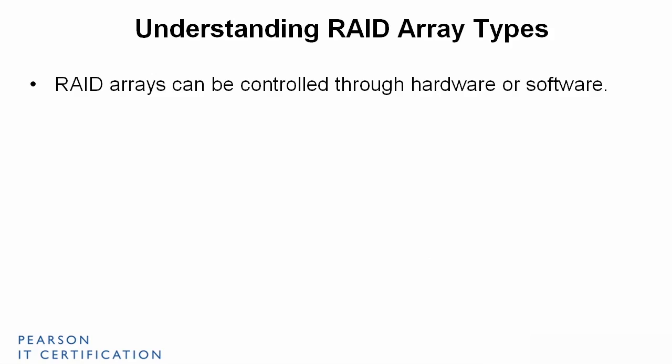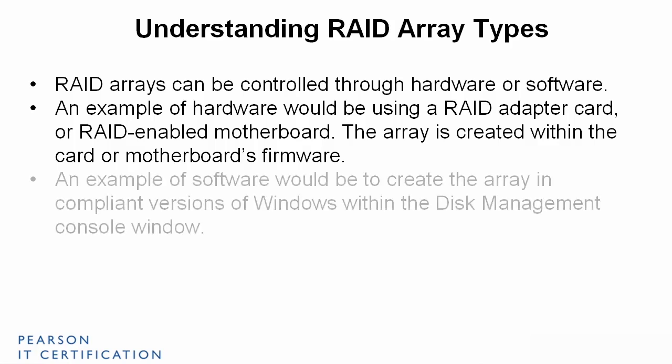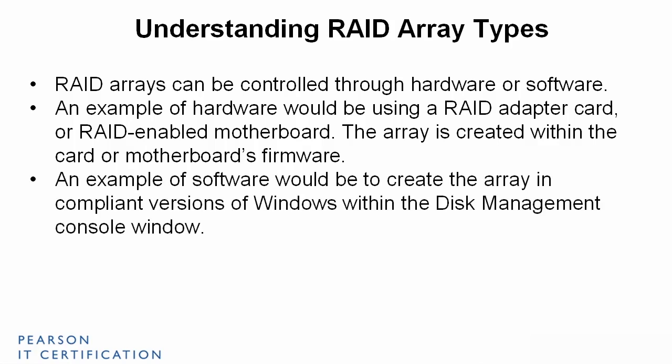RAID arrays can be controlled through hardware or through software. An example of hardware would be using a RAID adapter card, as we mentioned before, or a RAID-enabled motherboard, and the array is created within the card or the motherboard's firmware. This is done outside of the operating system. An example of software would be to create the array in compliant versions of Windows, say within the disk management console window.